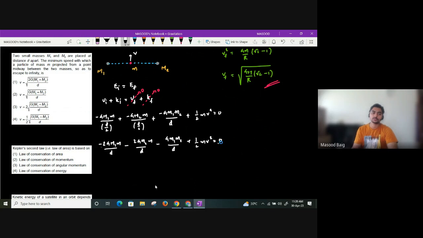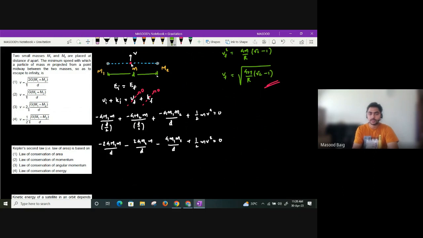The minimum speed with which a particle of mass m is projected from a point midway between the two masses so that it escapes to infinity, they are asking, guys. So what can we consider now? Now finally, this mass has gone to infinity. Yes or no? This mass has gone to infinity. But these two masses are still kept at some separation only or not?